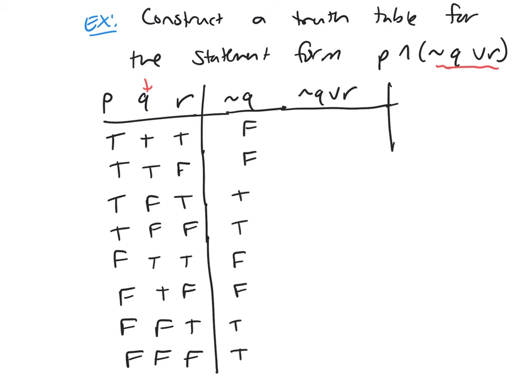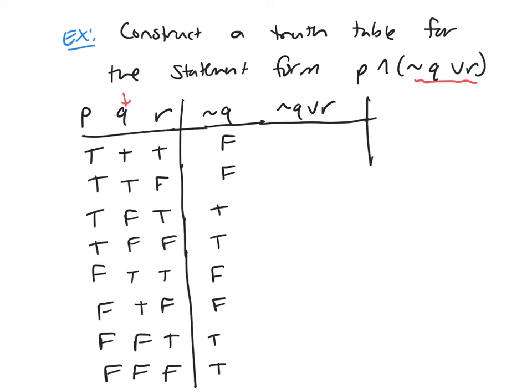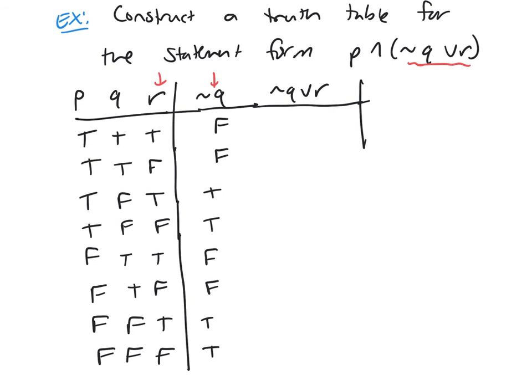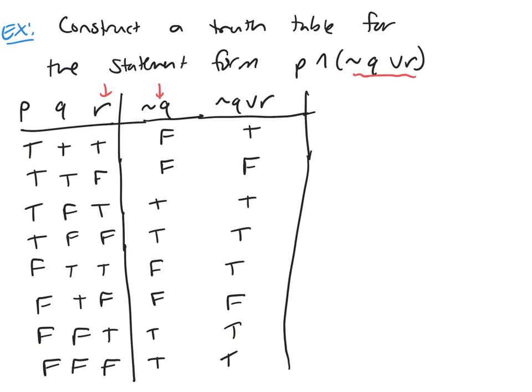All right, and now we're looking at not Q or R, not Q, R, and you're going to do an or between them. So you just need one true to get a true in the end. So here they're both false. One of them's true, one of them's true. They're both false. One of them's true, one of them's true. Okay. So from here we can make our final column.